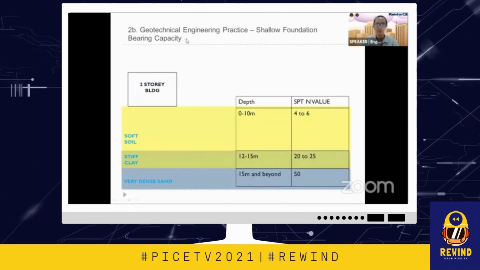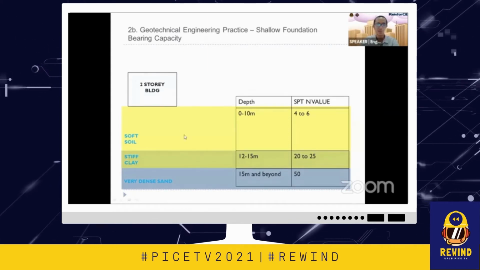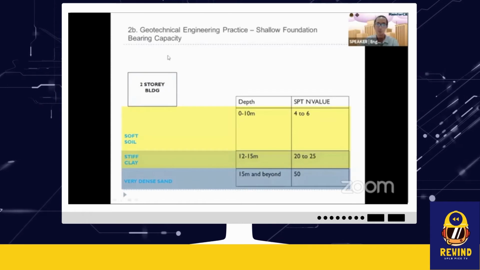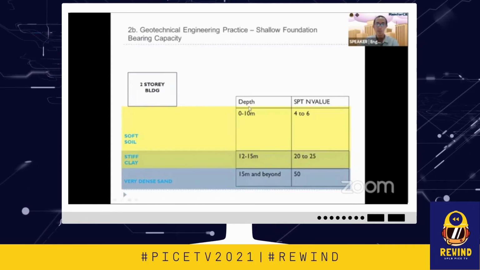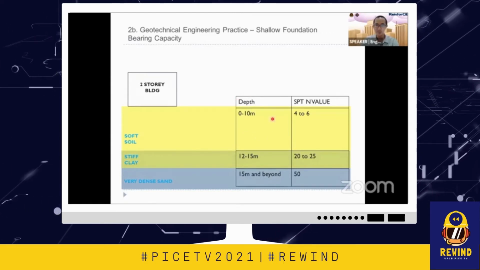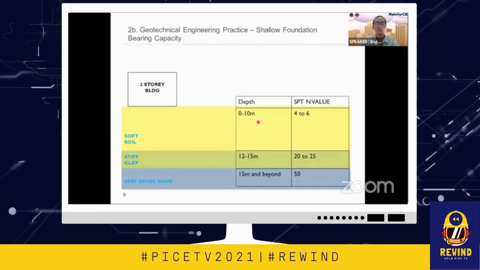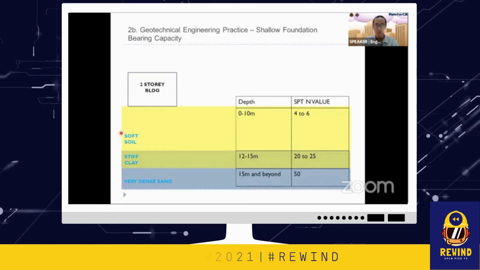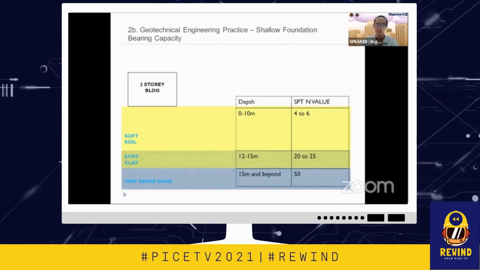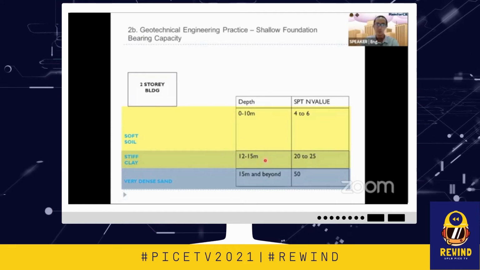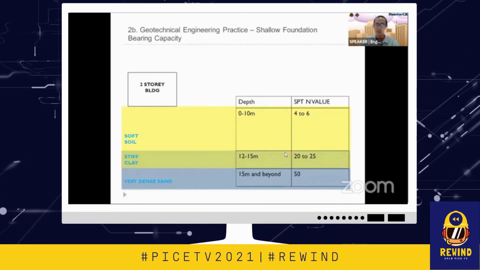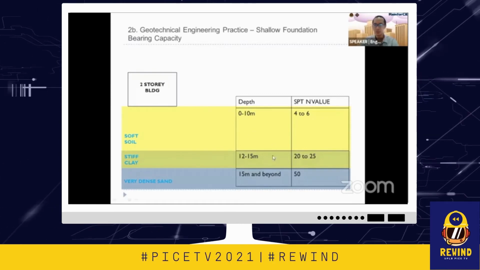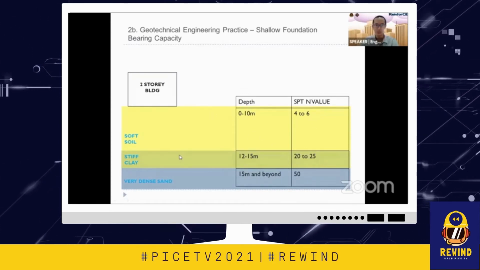Next is shallow foundation bearing capacity. Suppose we have this project, a 2-story building, and the geotechnical investigation results show that to a depth of 10 meters, the SPT N value is 4 to 6, which is very low. We can conclude that it's soft soil or soft clay. If we go further, at 12 to 15 meters, the SPT N value is around 20 to 25, so we can conclude that's stiff clay. At 15 meters and beyond, the SPT N value is 50, which is very dense sand.